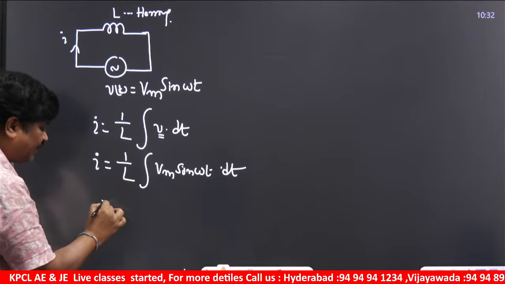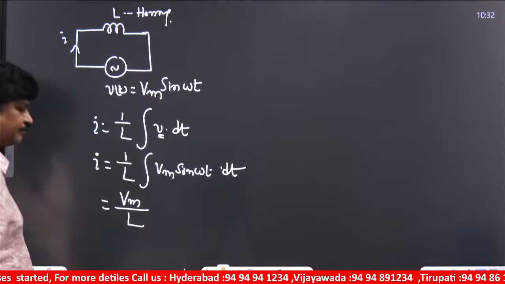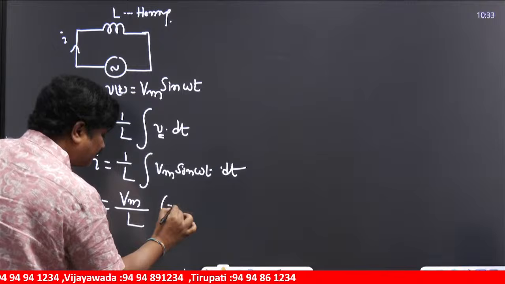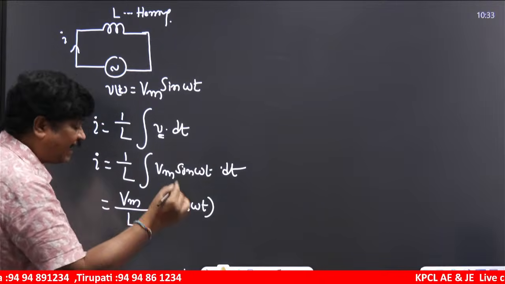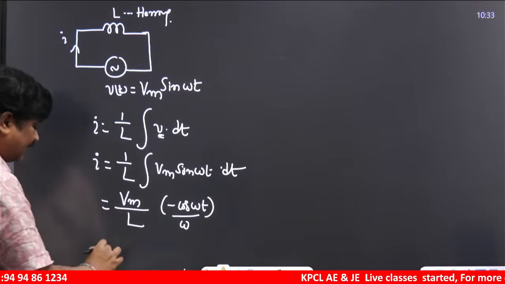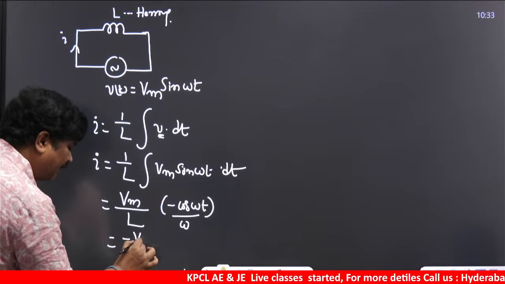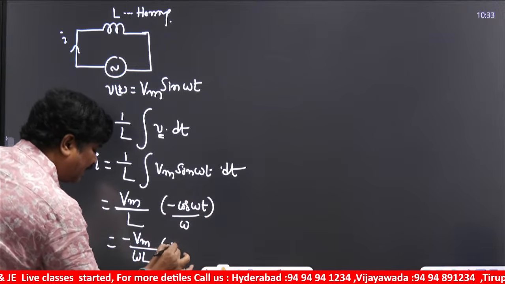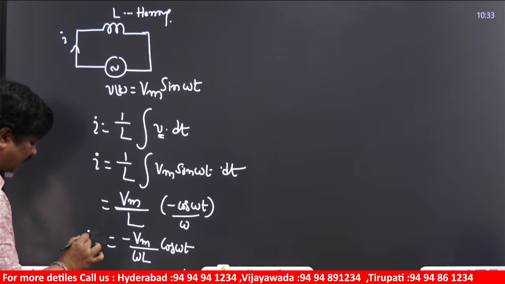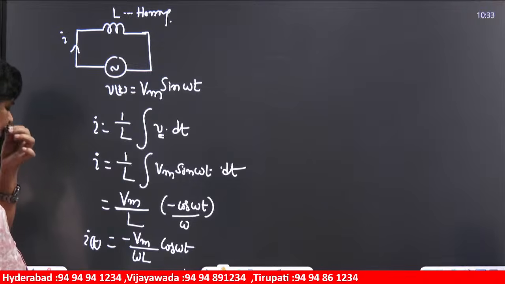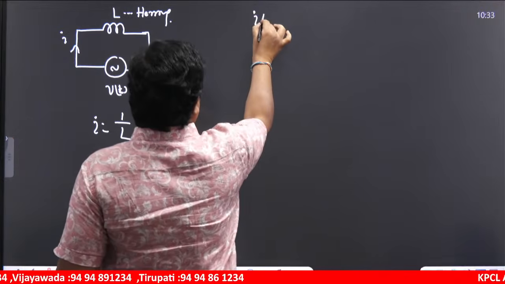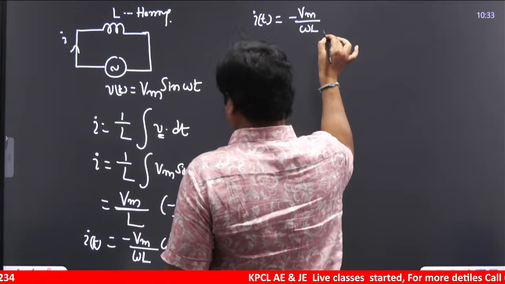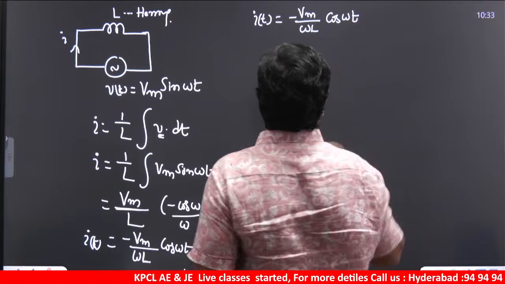So Vm is a constant, we can take it outside: Vm divided by L. Integration of sin omega t is minus cos omega t upon omega. That is equal to minus Vm upon omega L cos omega t. It is called the current I of t. Now, current I of t is equal to minus Vm upon omega L cos omega t. That equation only I have written here.